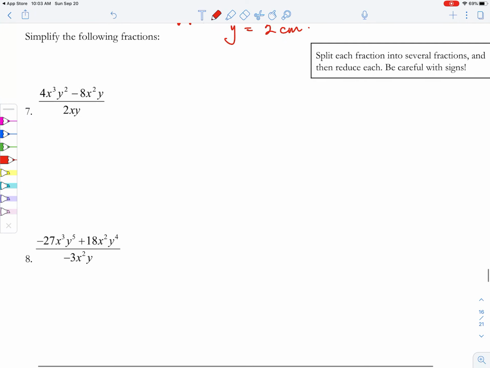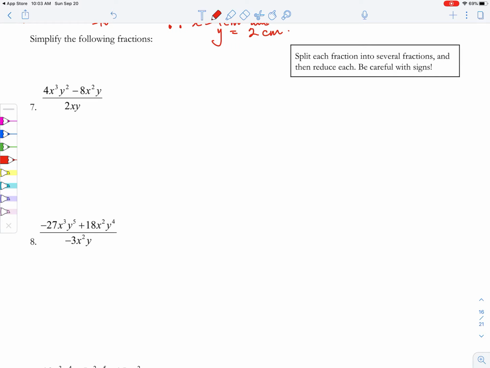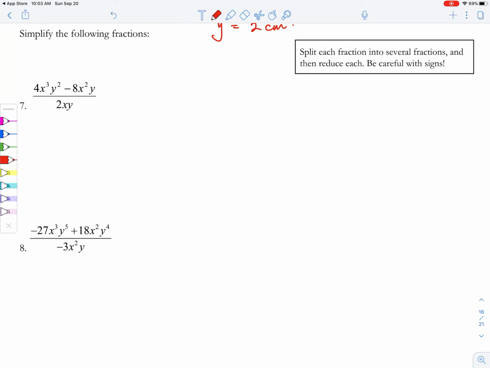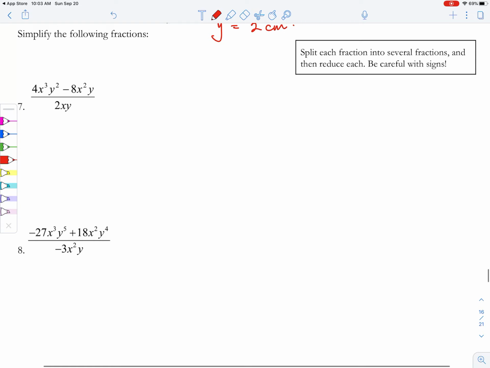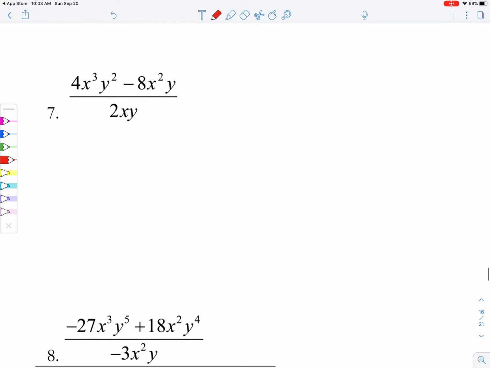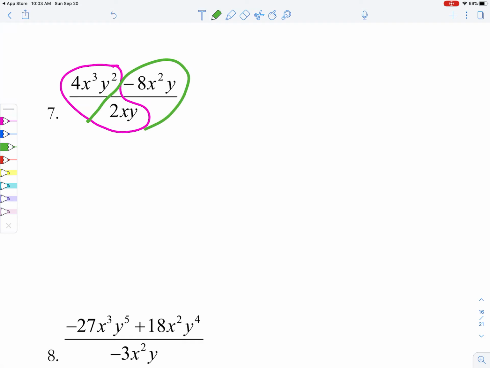Question 7 has something new in it. It has 2 terms up top split with that minus sign. So we're going to split each fraction into several fractions, and then we're going to reduce each, like the trick says. So in this one, I'm going to take this as one fraction, and then I'm going to take this as a second fraction, and I'm going to rewrite them and then simplify. So it'd be 4x cubed y squared over 2xy.